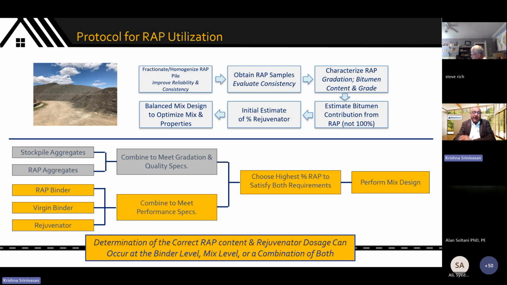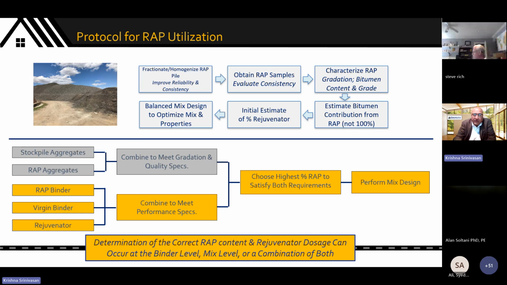Well, let's look at the bottom half of the chart for that. The first step is you start with your dry RAP and your dry stockpile aggregates. You combine them to meet the gradation and other quality specs that the DOT may have decided. So based on this, you're able to get a certain percentage of RAP. That's the maximum that could be used in that particular situation to meet your gradation specification.